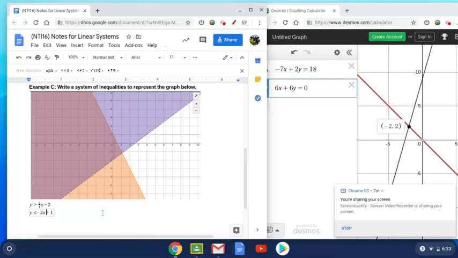There's my 2 inequalities. Okay? So go ahead, get started on today's Google form, and let me know if you have questions.